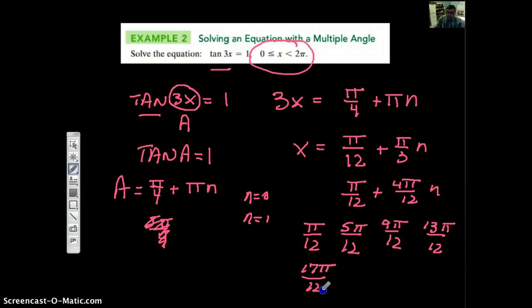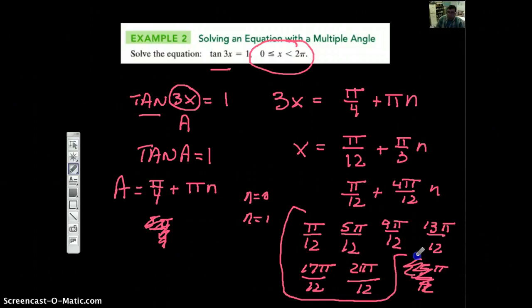Okay? Hopefully this problem makes better sense now, okay? 21 pi over 12. Now, the next one's going to be 25 pi over 12, but that will not work because that's over our 2 pi limit in our domain. So these are the answers we're looking for, the solution to example number 2. I hope that helps.